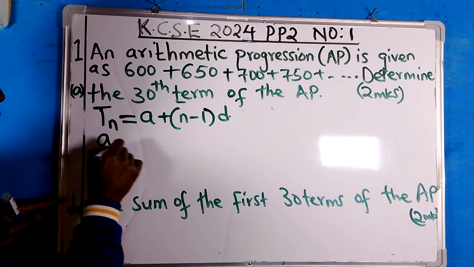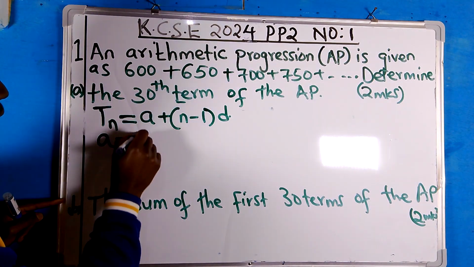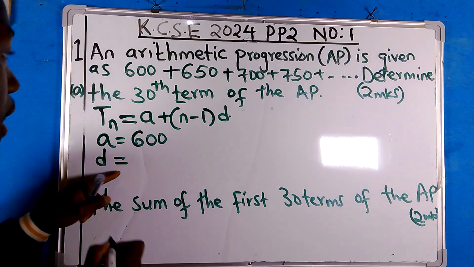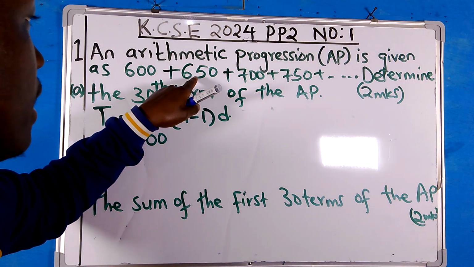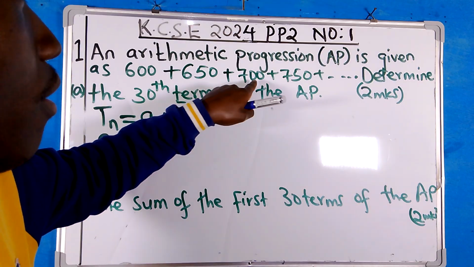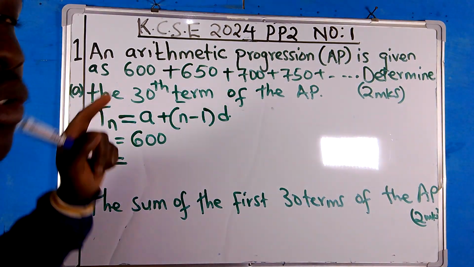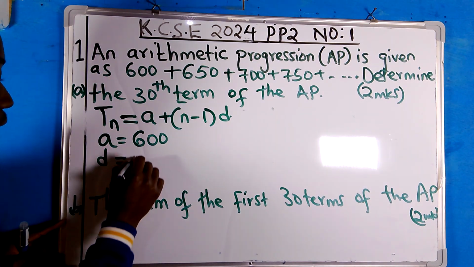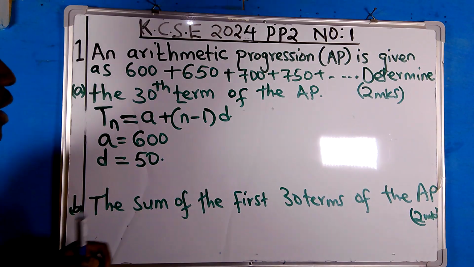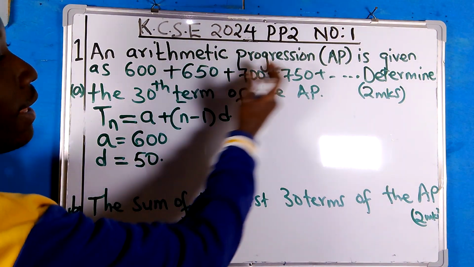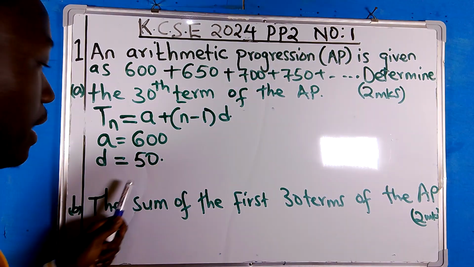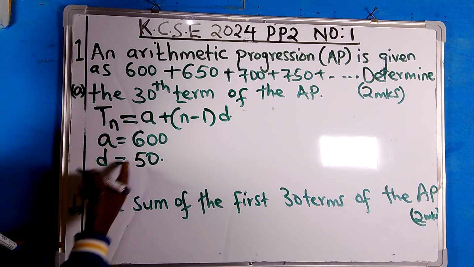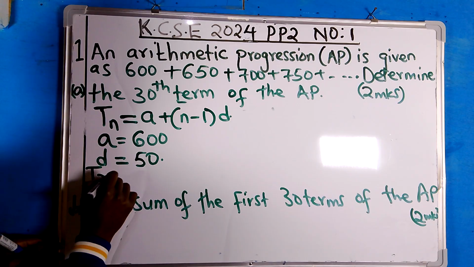Where A is our first term, which is 600, then we need to determine D, our common difference. We obtain it by taking the second term minus the first term, or the third term minus the second term, and it should be a constant. So 650 minus 600 will definitely give us 50. If you confirm using all the other terms, you are going to see that D is equal to 50.